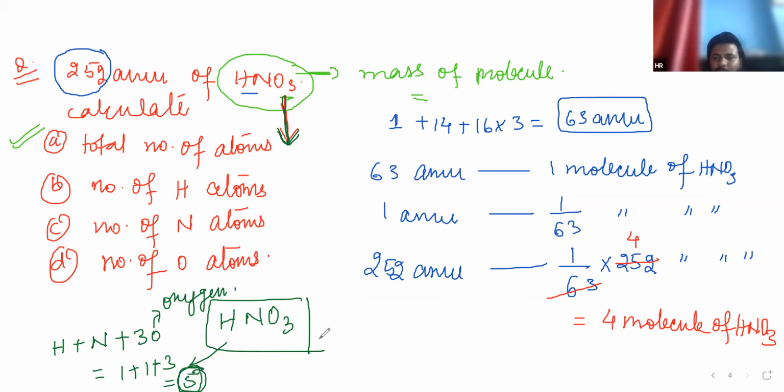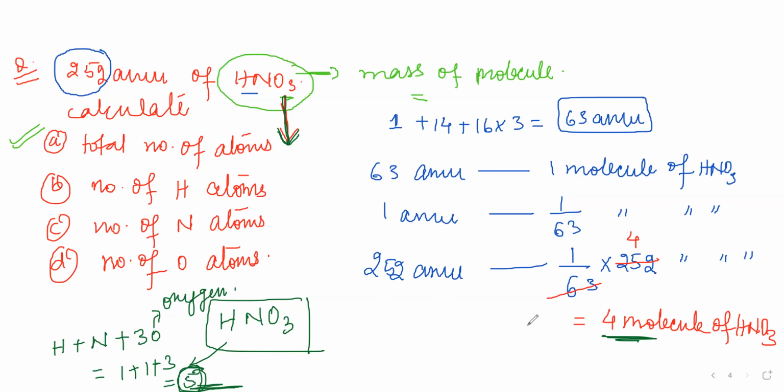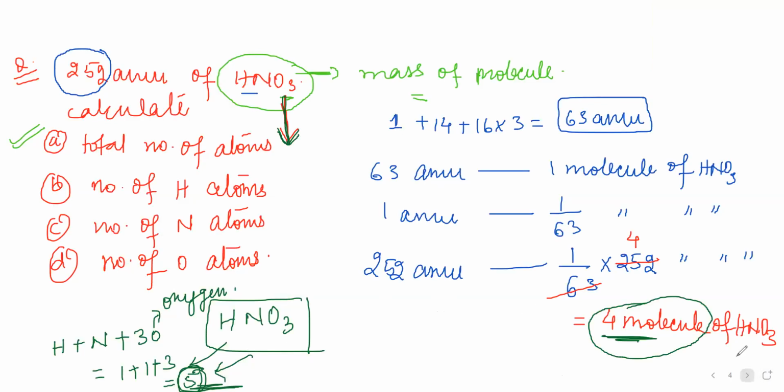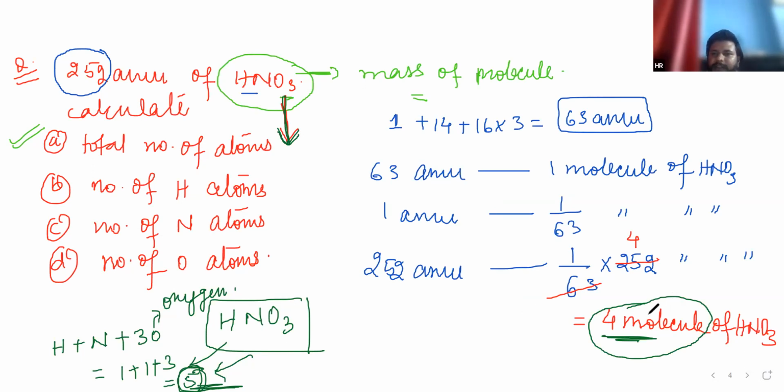So just see, in one molecule, there are 5 atoms. Then in 4 molecules, how many atoms? Answer me. Sir, can you repeat the question? I'm saying in one molecule, there are 5 atoms present. Then how many atoms are present in 4 molecules? 20. Very good. In one molecule, 5 atoms are present, so in 4 molecules, 20 atoms are present.